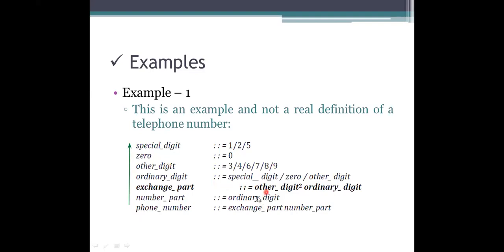So here, see, exchange part. Number part means we need to go to the top. Next, what is the exchange part? Other digit. Other digit means we need to go further and again to the top. And the next one is the ordinary digit. What is an ordinary digit? It's a special digit or a 0 or an other digit. How can I get the information about this one? I need to go to the top here. So this is called the bottom-up approach for processing.